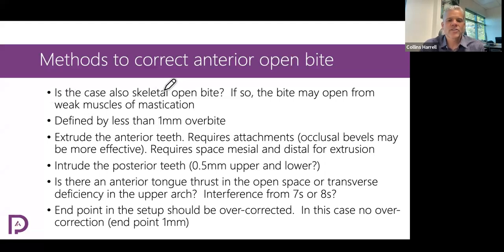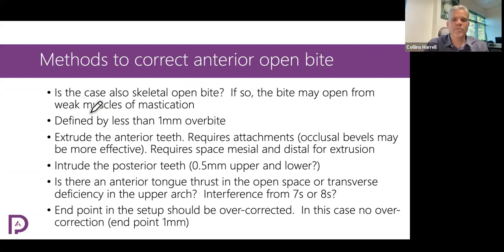Is this case also skeletal open bite? Okay, so if we have a dental open bite, we want to look at the lateral ceph and trace it and evaluate whether or not there's skeletal open bite. Is this a dolichofacial patient? Do they have weak muscles? Okay, if they're skeletal open, they may not have enough muscle strength to be able to intrude their back teeth with the aligners to help close the bite.